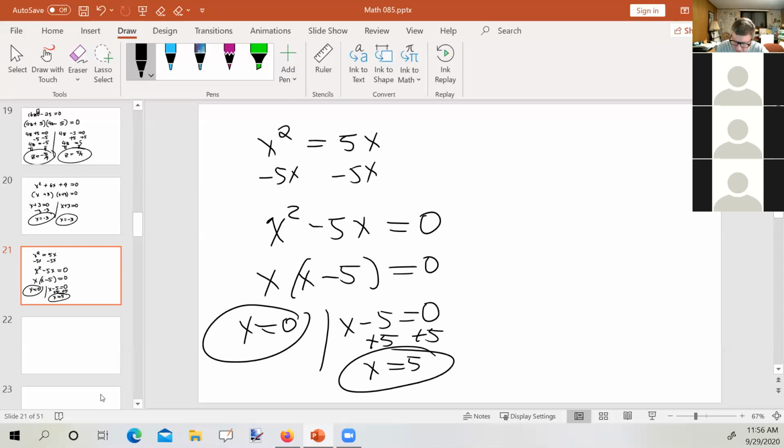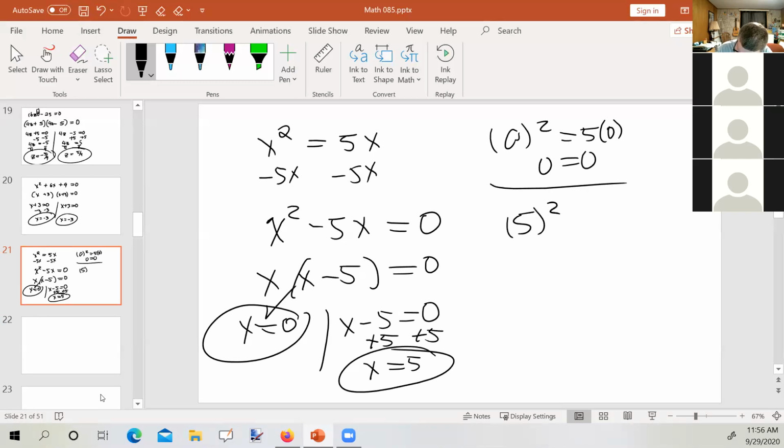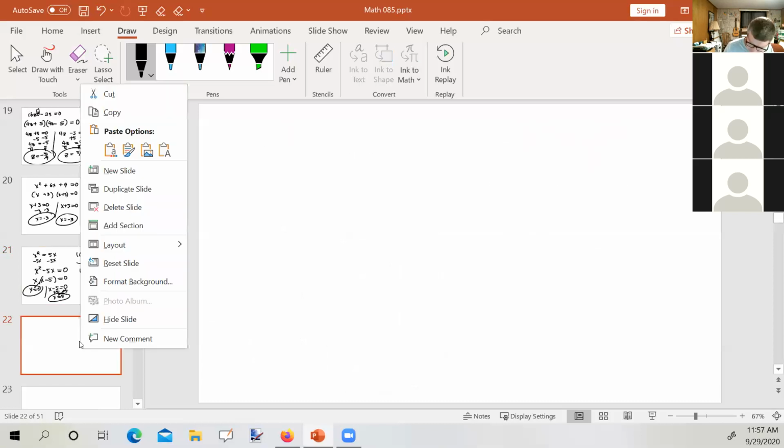Let's check our work. If x is 0, we'd get 0 squared equals 5 times 0. 0 equals 0, so that one checks. If x is 5, we'd get 5 squared equals 5 times 5. 25 equals 25, so that one checks as well. Okay, let's see here. How about this one?